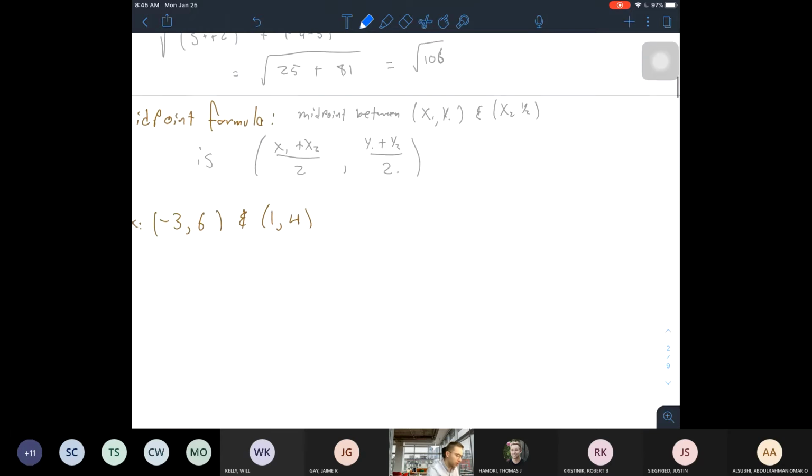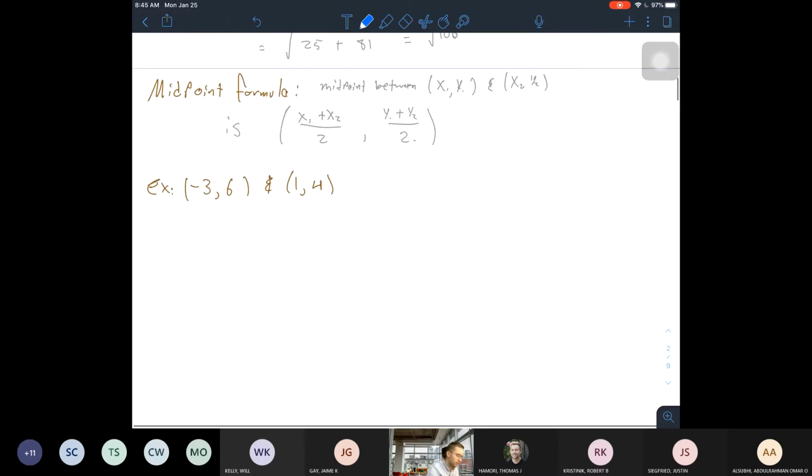Okay, so we'll do an example. The midpoint between -3, 6. Okay, so what does it look like? Negative 3, 6 is somewhere up there, and then 1, comma 4 would be somewhere like here. Okay, so we want to find the distance between these 2 points. This is 1, comma 4, or not the distance, the midpoint. This is negative 3, comma 6.